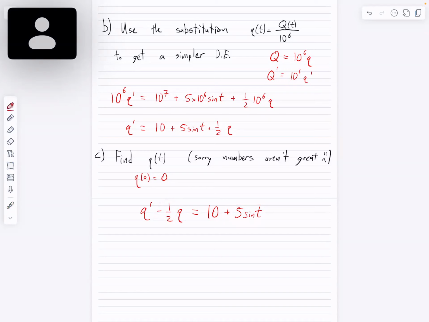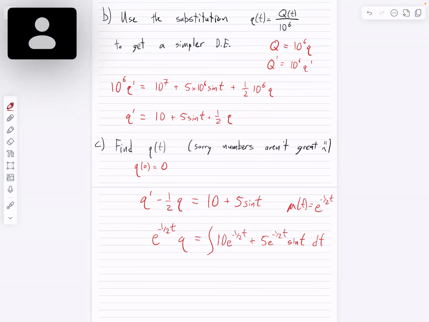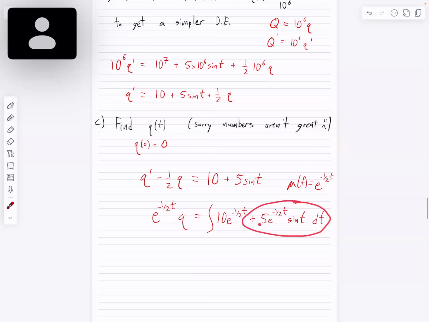Okay, let's do it. Integrating factor mu of t is just e to the 1/2 t. So the left-hand side becomes e to the 1/2 t times q. The right-hand side becomes the integral of 10 e to the 1/2 t plus 5 e to the 1/2 t sine of t dt. I will just say right now that this integral is much harder than an integral you'll have to do on the exam. This one is a pretty fun one, but it is hard.